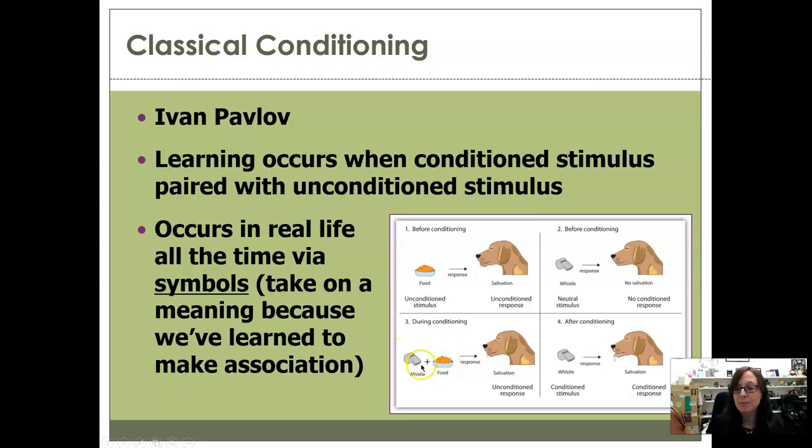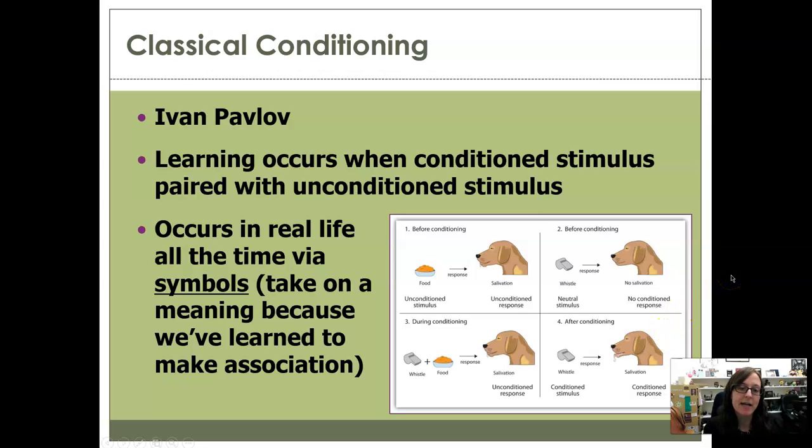But because the food is paired with the whistle, after conditioning, the whistle alone is now the conditioned stimulus, which creates the conditioned response of salivation in the dog. Before, the whistle didn't do anything, but now because it has been paired with the unconditioned stimulus, it is a conditioned stimulus with a conditioned response. We can think about this happening in everyday life through things like symbols.